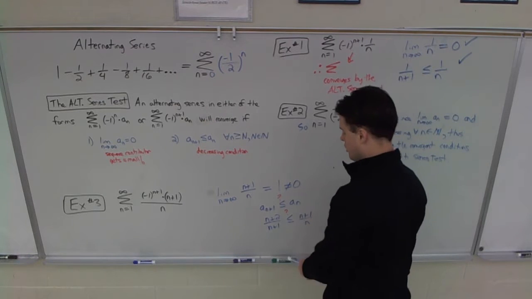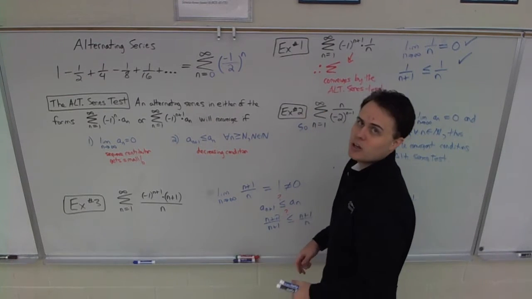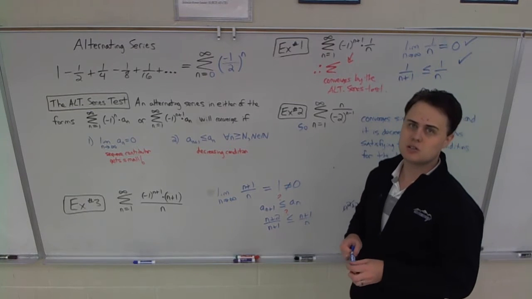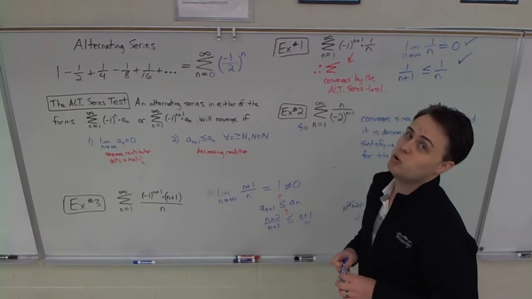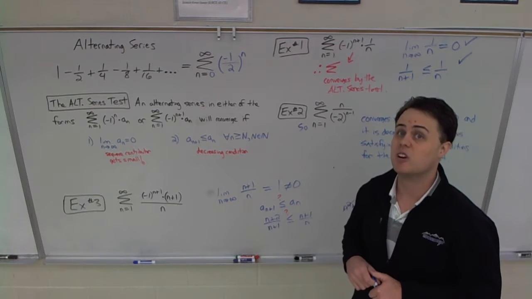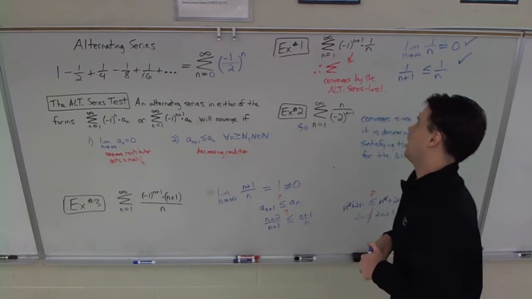So let's look at the alternating series remainder, because whether or not it converges is one thing. What it converges to is not something the alternating series test can do, but you can really quickly and easily, using alternating series, come up with an estimate of what it converges to, if it does. So let's look at that.